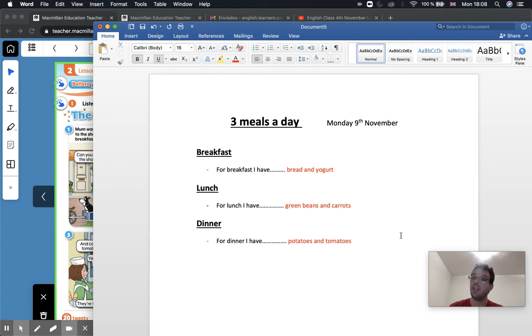And remember, you can stop the video if you need time to write. Recuerde que puedes parar el video si necesitas tiempo para escribir. Okay? Right, have you copied everything? Excellent. Let's go back to our pupils book and read the story.